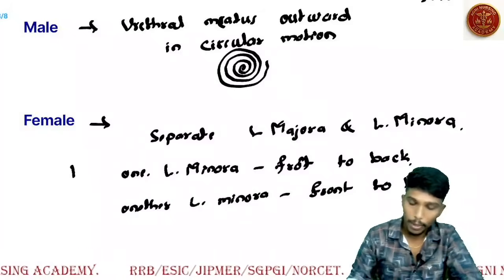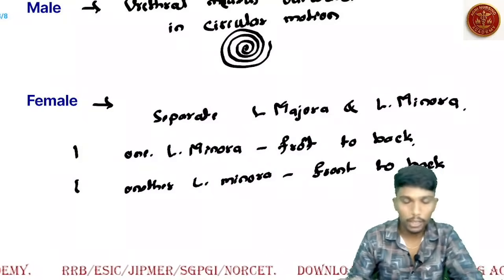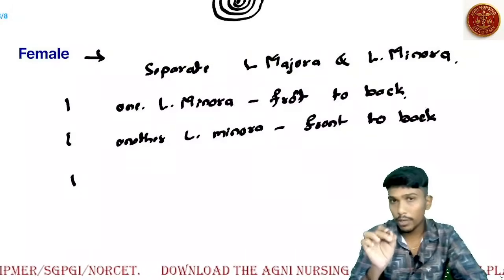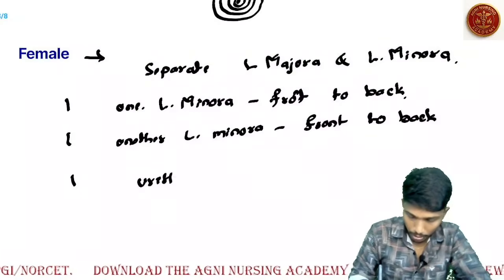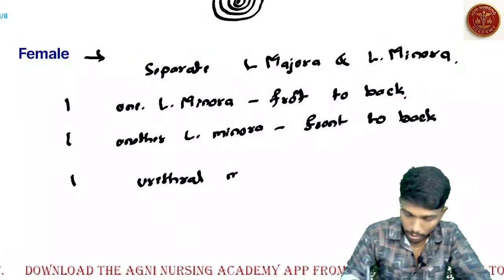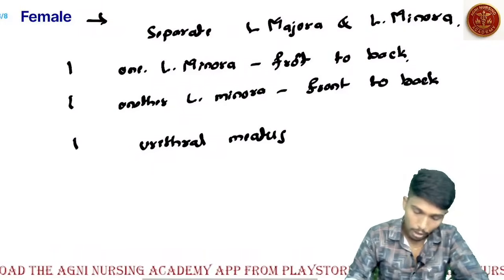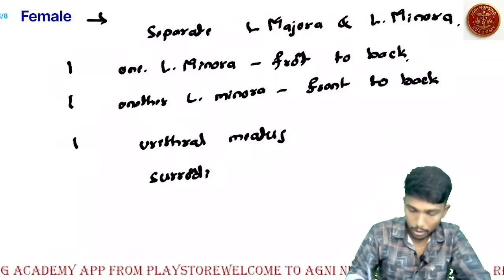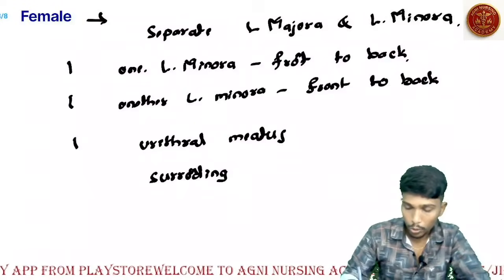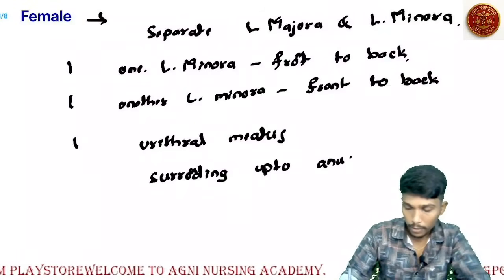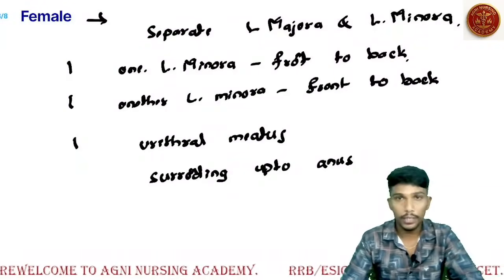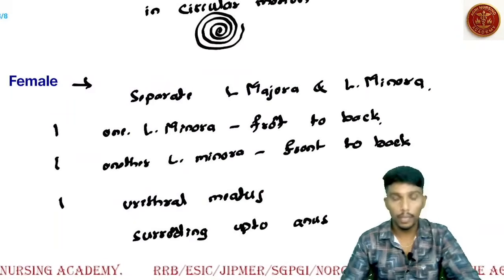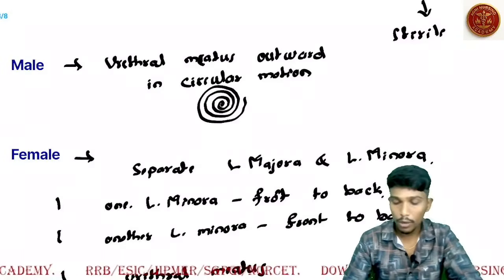Okay, one gauze for one labia minora front to back, one for the other labia minora front to back, and another for the site of the urethral meatus. After that we have to clean the surrounding area downwards up to the anus. Don't clean from back to front, it can cause contamination. So this is the correct way to clean in the female, and in the male, from the urethral meatus outward in circular motion.